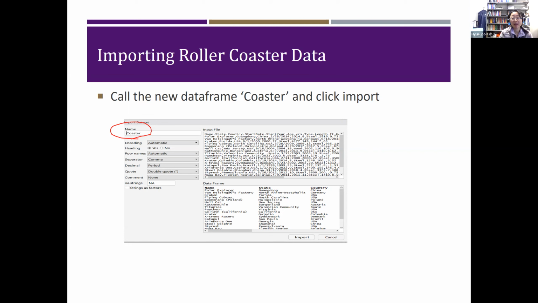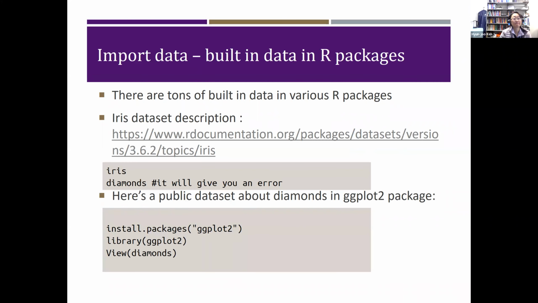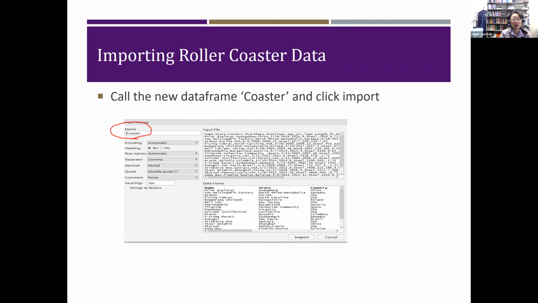Our data has the heading, which is the variable names as a part of the data. We will leave heading as yes. For a typical CSV data set, you probably don't need to change too much from the default option. Now click import at the bottom right corner, then your data set coaster is imported and it automatically uses the view command to show the data set on the top left corner in RStudio. Make sure to check data set looks correct.